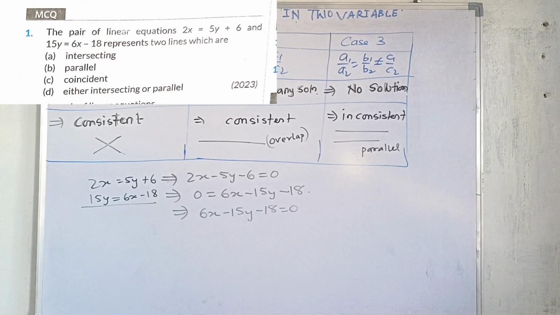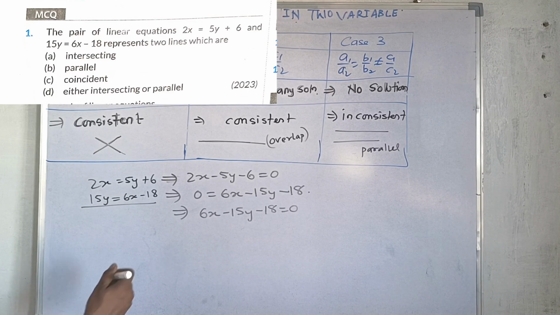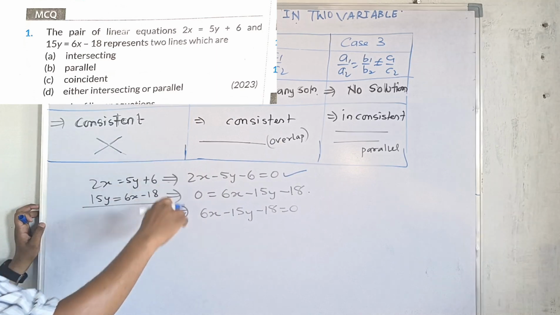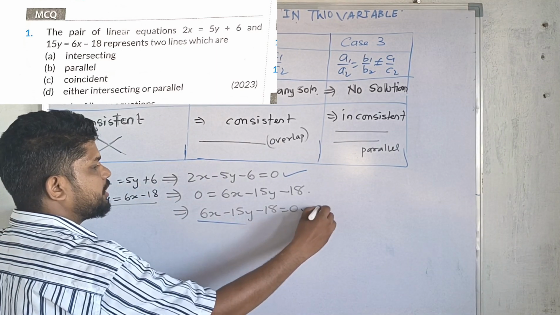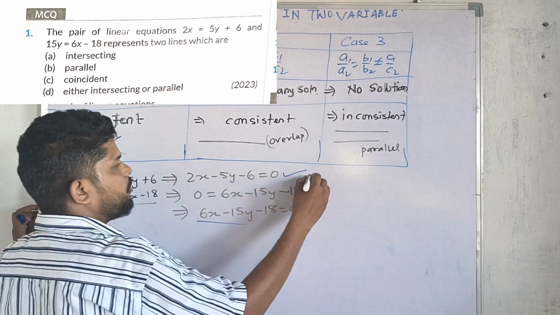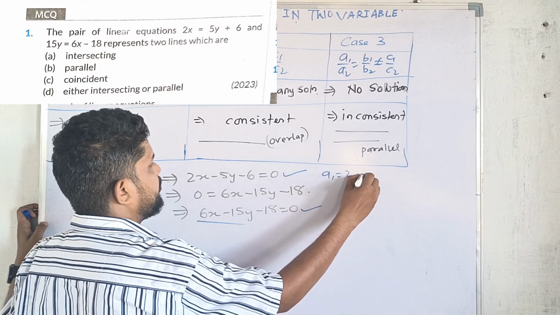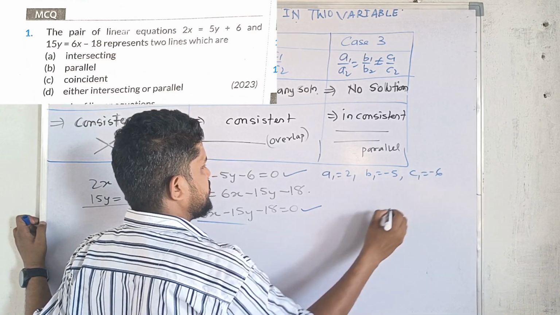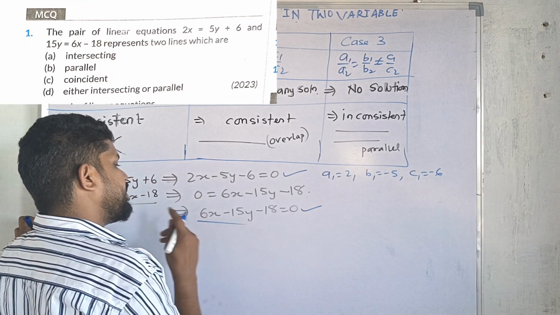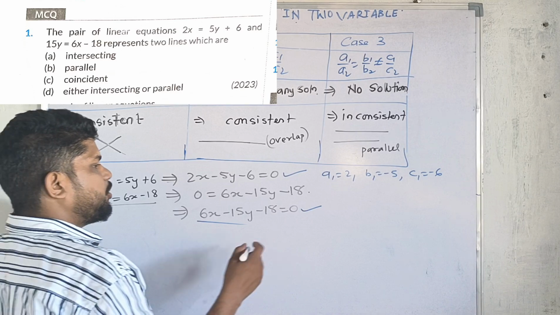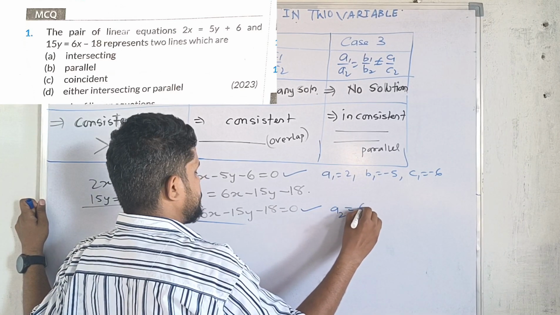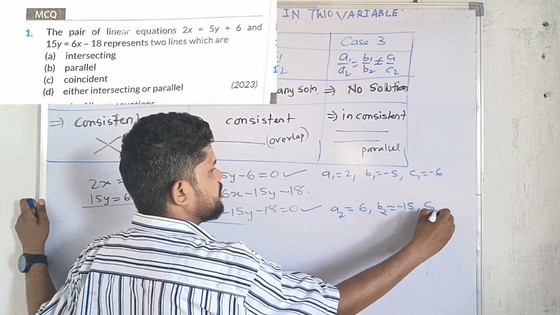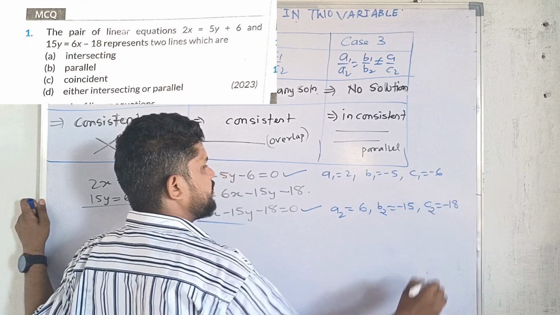Now try to compare the things here. When we compare this with the standard formula and this with the standard formula, what we will get? Here the value of A1 will be 2, the value of B1 will be minus 5, and the value of C1 will be minus 6. On comparing with the standard formula, we get that the value of A2 will be 6, the value of B2 will be minus 15, and the value of C2 is minus 18.